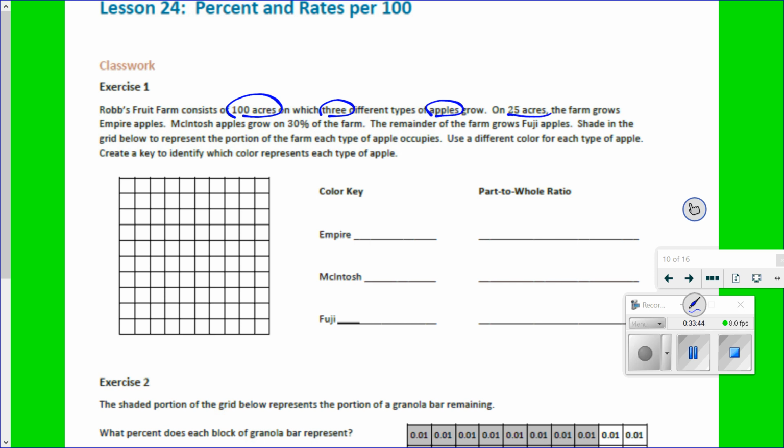Yes, sir? So I haven't done page 70. I will do it at home and I will turn it in on Tuesday.